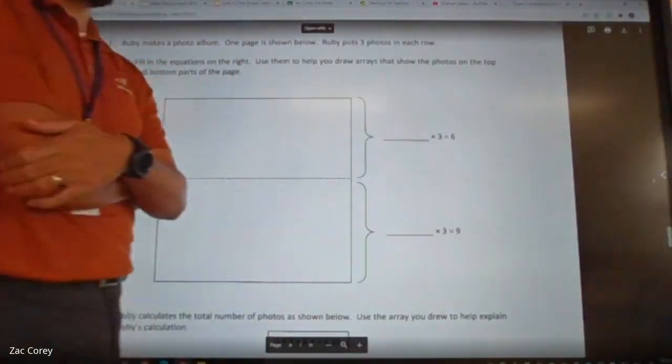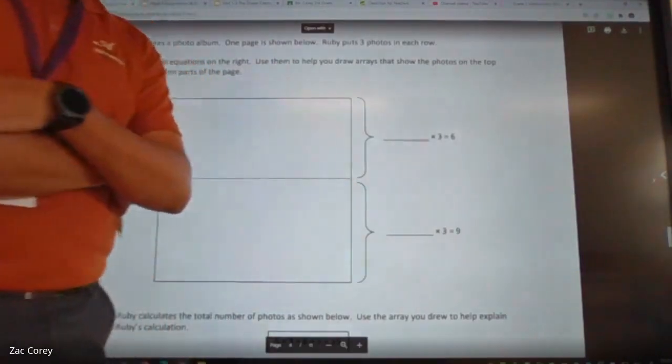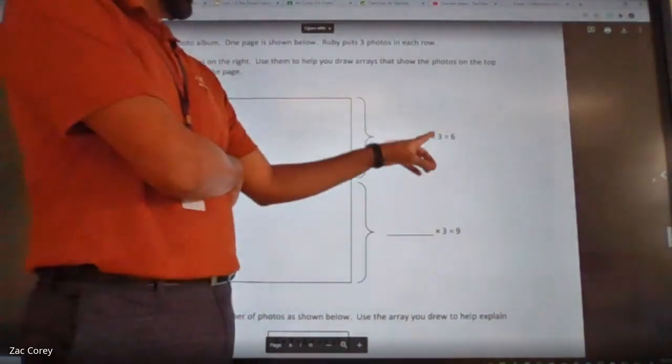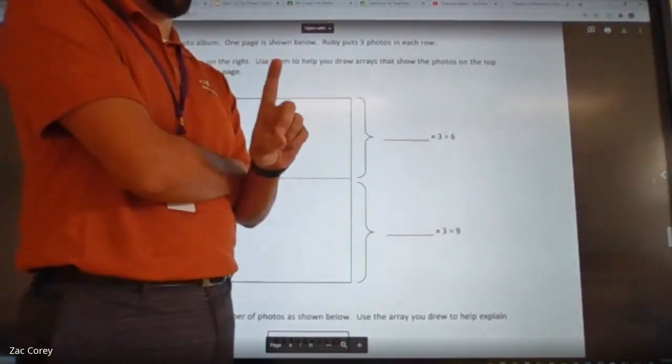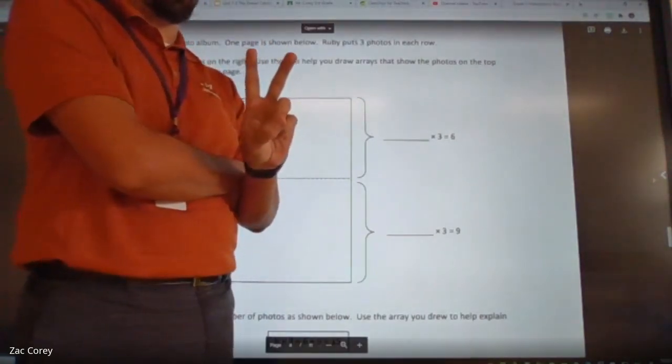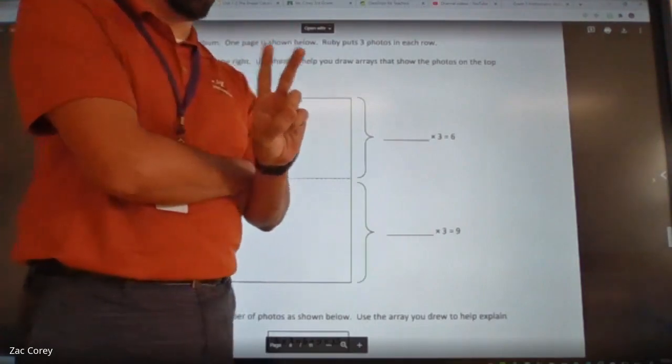Well, let's find out. Let's just start counting by 3s, and we'll stop when we get to 6. All right, so 3, that's only 1 time, and that's obviously not 6. 3 plus 3, we're counting by 2 times now. 3 plus 3 does equal 6. So we just counted by 3 2 times.